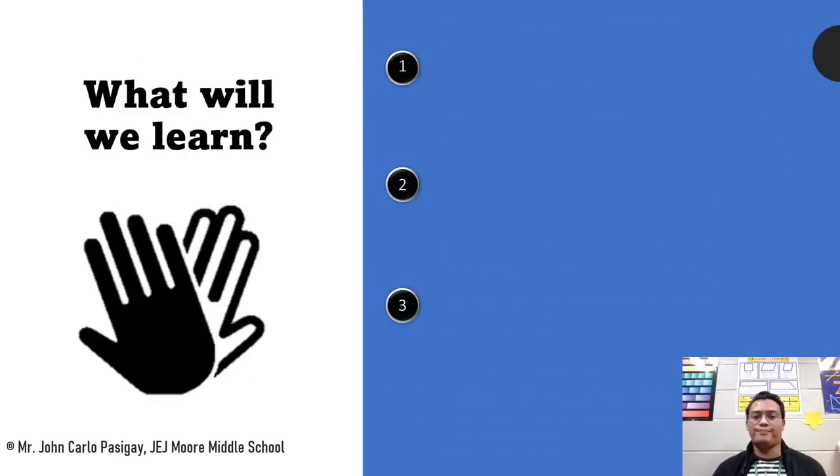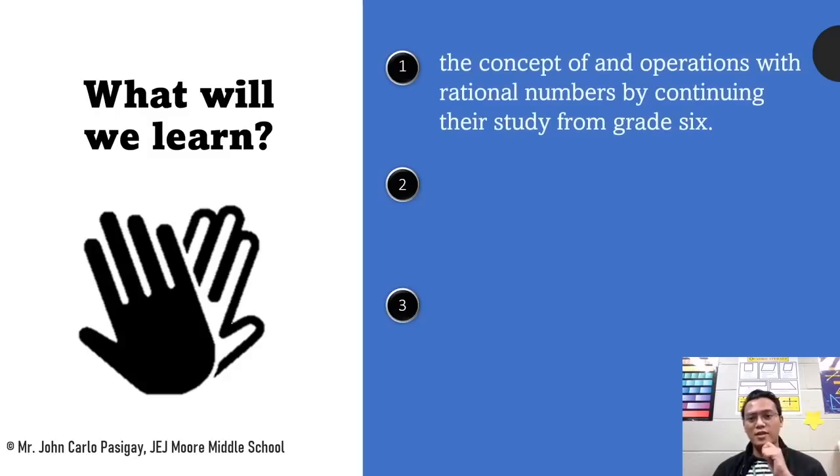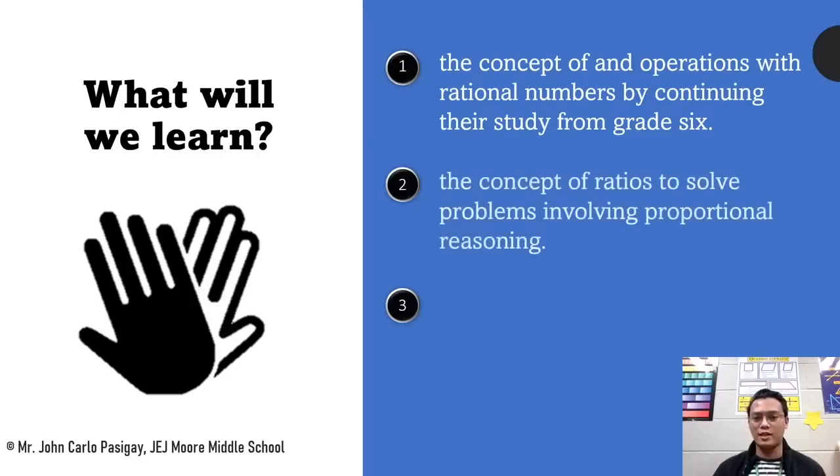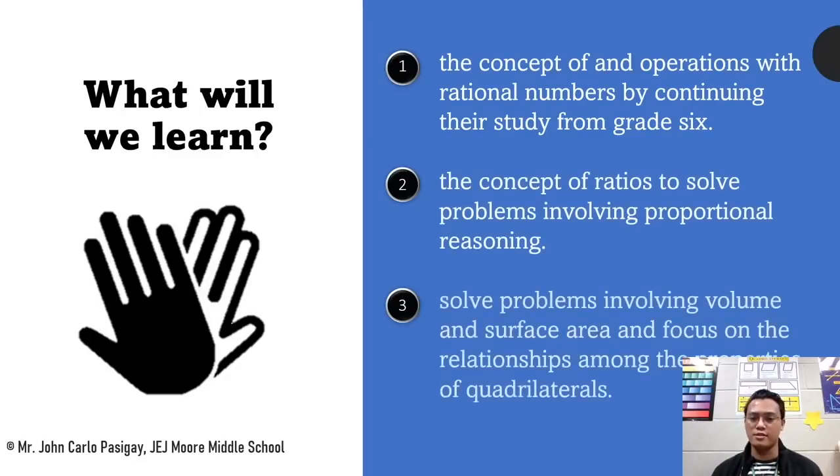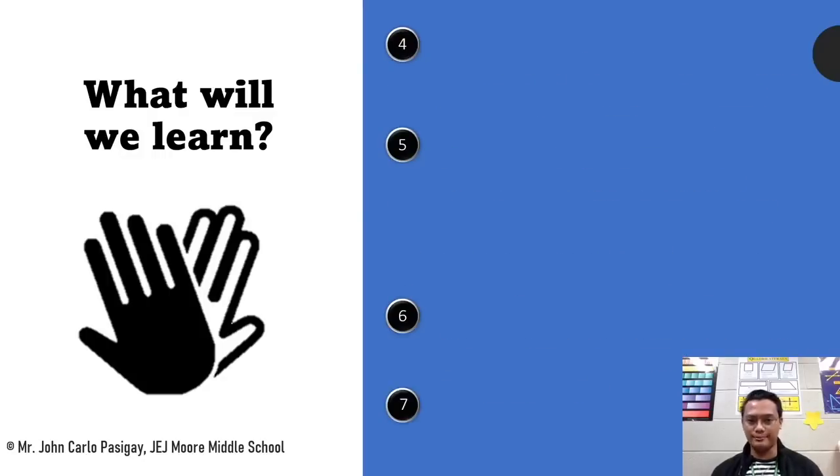What will we learn in math? The first one is the concept of operations with rational numbers. If you were able to study this when you were in grade 6, then we will just continue that here in grade 7. Second one, the concept of ratios to solve problems involving proportional reasoning. Also, a bit of geometry where you will solve problems involving volume and surface area and focus on the relationships among the properties of quadrilaterals.